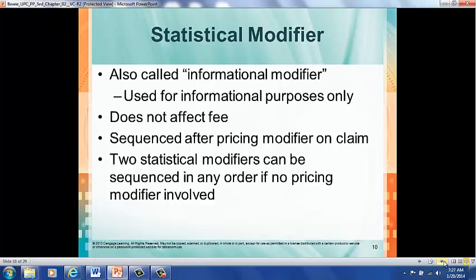Statistical modifiers do not affect the fee. And remember, they are sequenced after the pricing modifier on the claim.